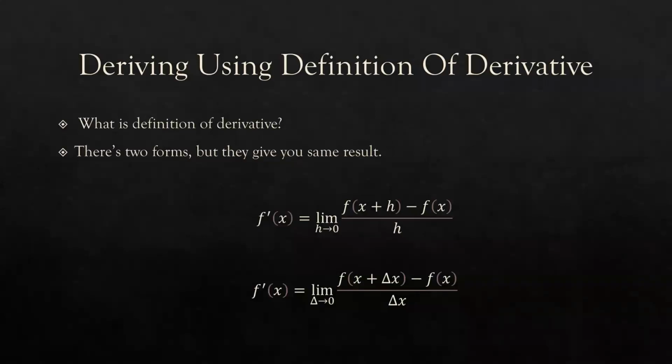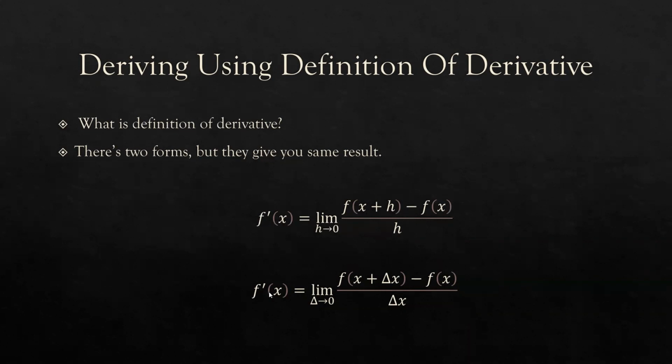In this section, I will derive 4 examples using the definition of derivative. So, what is the definition of derivative? There are actually 2 forms, but they give you the same results. The first form is f prime of x equals the limit as h approaches 0 of f of x plus h minus f of x, all over h.